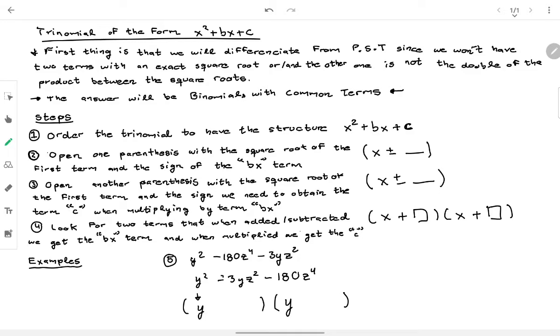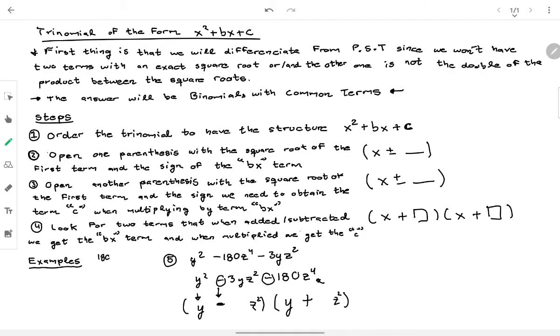What about the signs? The sign of the bx term on the first parenthesis, minus, to become a minus, we need a plus. Since we have a letter here, we need to have the square root of that letter here and here. So now we need to look for two numbers that when they get added or subtracted, we get a -3 and multiply to 180. What can we do?